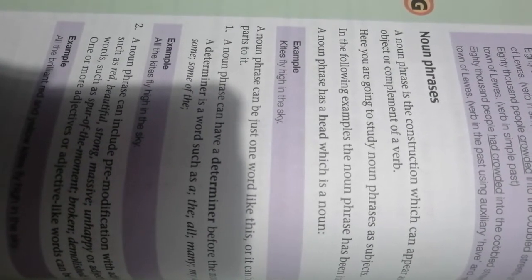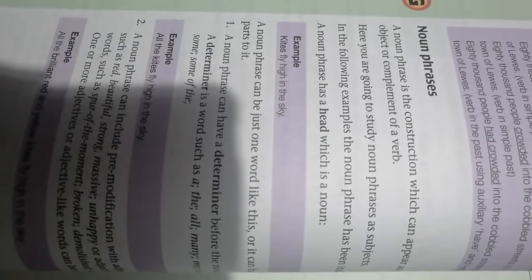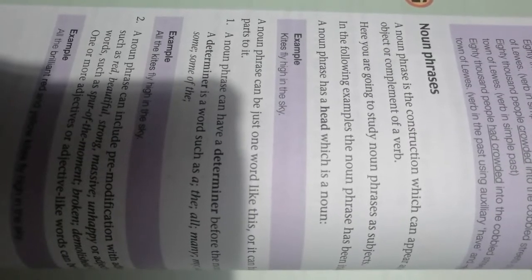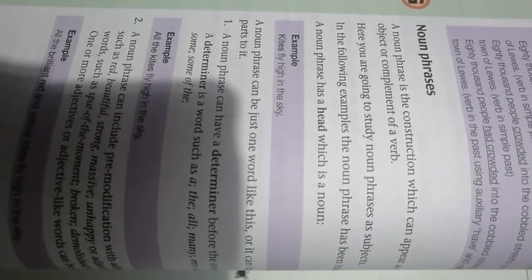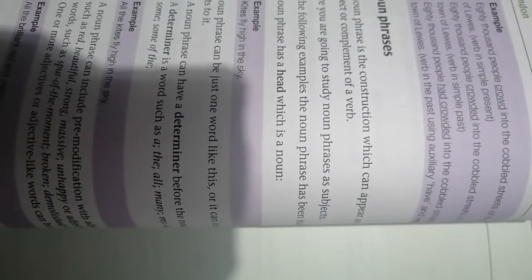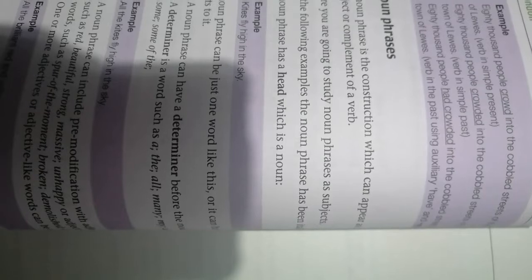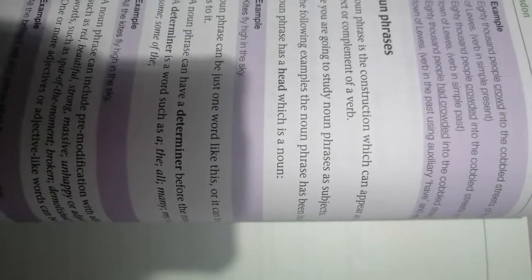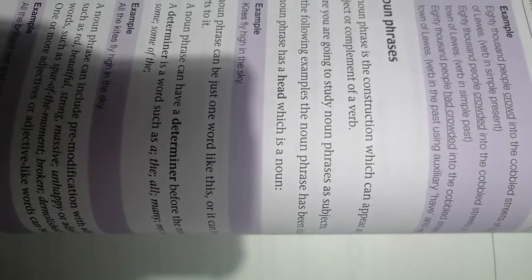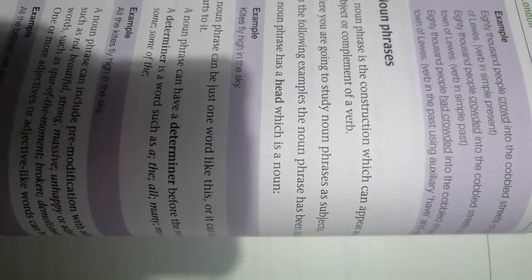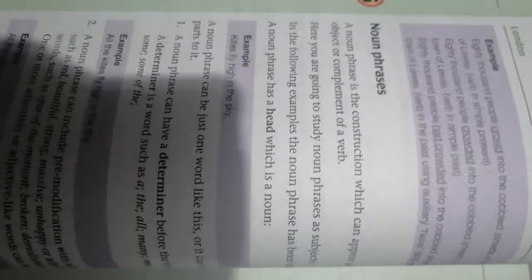For example, dear students, the quick brown fox jumped over the lazy dog. So here the noun phrase is the subject of the sentence. Or you can say that this sentence, the quick brown fox jumped over the lazy dog, is about the quick brown fox. But instead of just saying fox, the rest of the noun phrase works to describe it. So here the noun phrase is the quick brown fox.